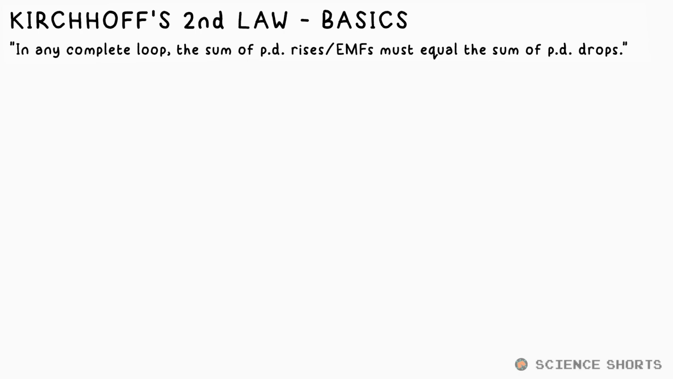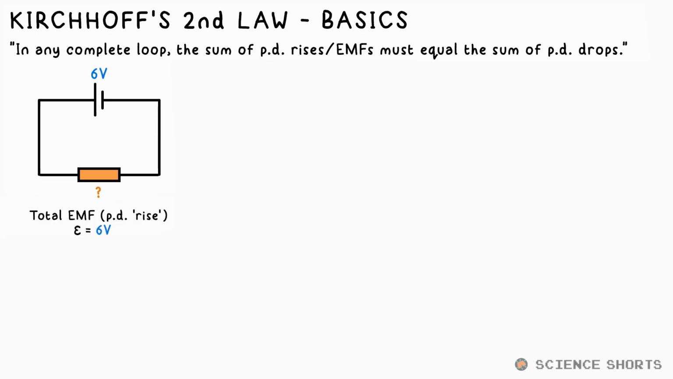Now the wording of this can be a bit confusing, so let's think about the simplest circuit we can make. With just a 6-volt battery or cell, yes, I conflate the two, put an angry comment below if it makes you feel any better, even though it doesn't make any difference to the circuit, and a resistor. We have a closed loop. What's the total PD rise or EMF? Well, it's the 6 volts supplied by the battery.